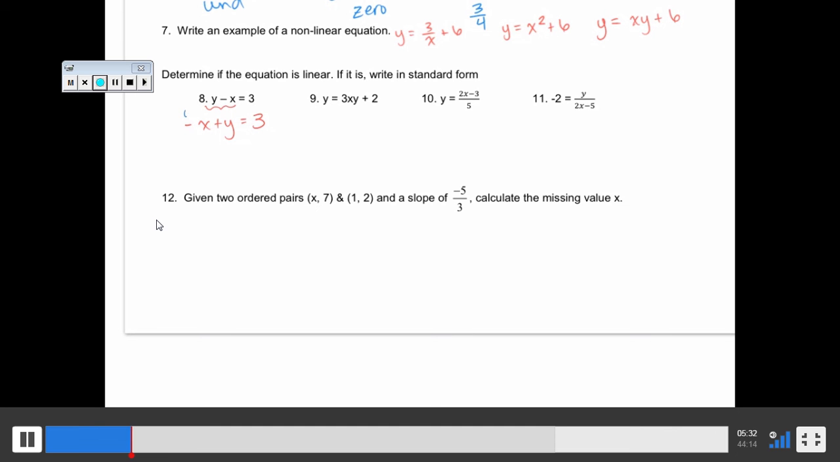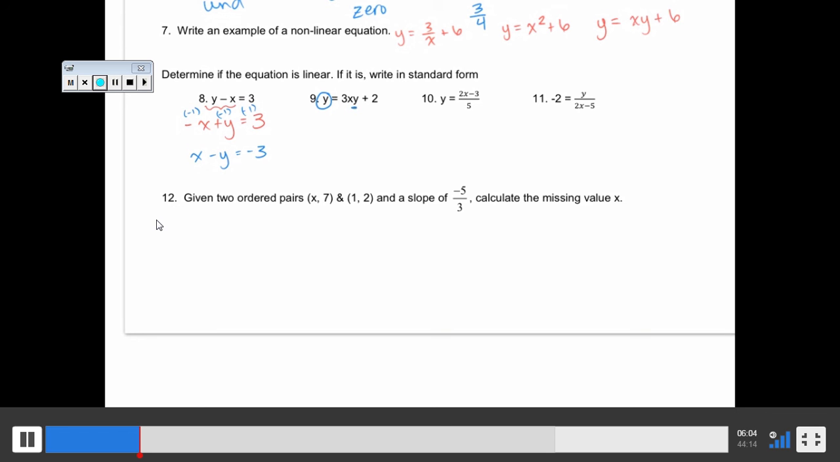So you can either multiply or divide every single term by negative 1, so that would be x minus y equals negative 3. So now you see both examples of how it could look, whether you let it stay negative or if you make it a positive. If you check number 9, it is already solved for y, but there is a y that we cannot get rid of on the right-hand side.